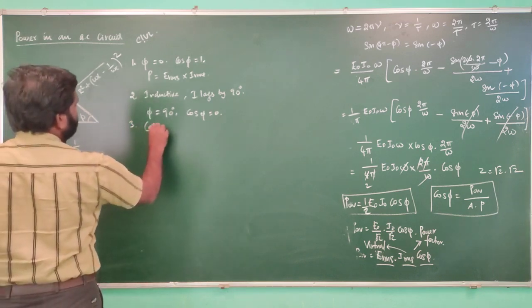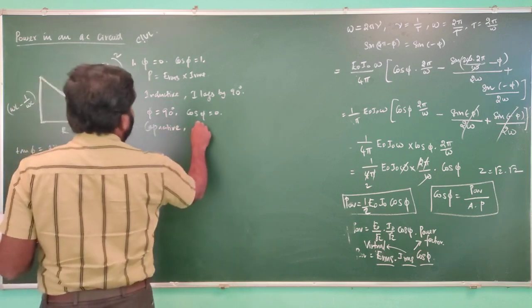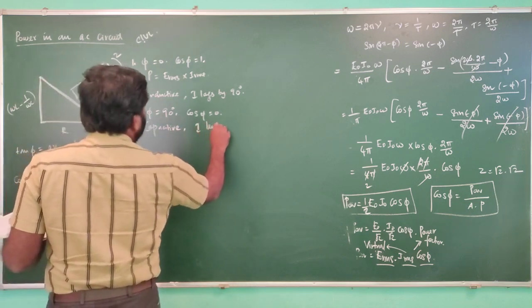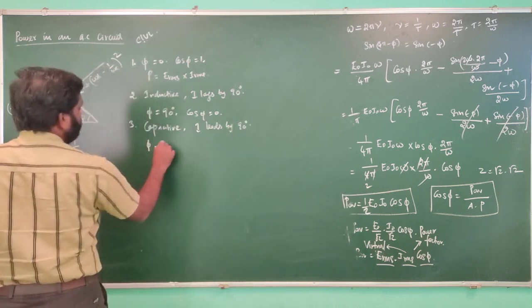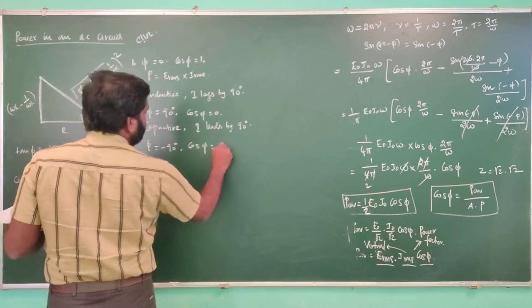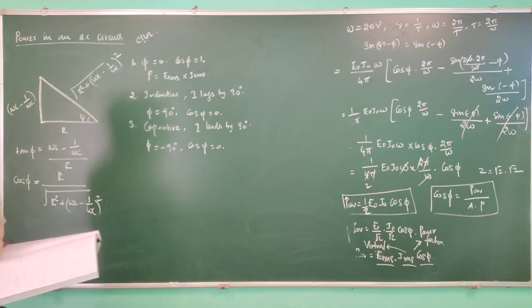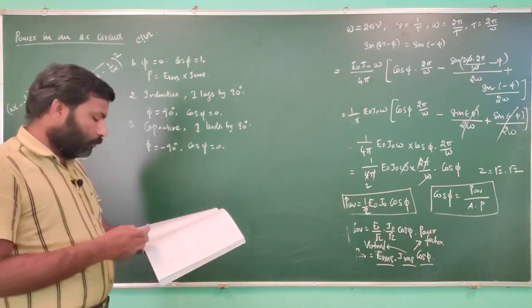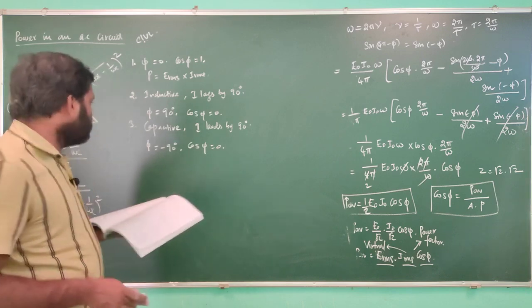Third case, a purely capacitive circuit. Here I leads by 90 degrees, so phi becomes minus 90 degrees. So cos phi becomes 0 here also. So for a purely capacitive circuit also, the current leads by 90 degrees, so the true power becomes 0.